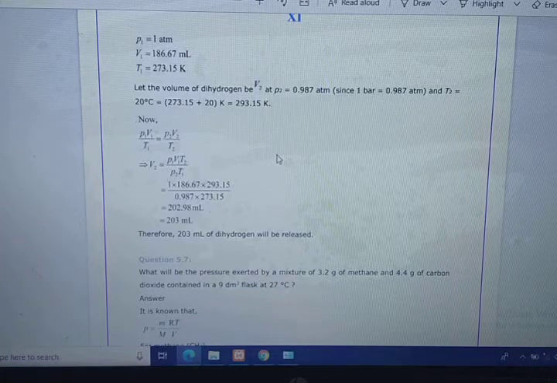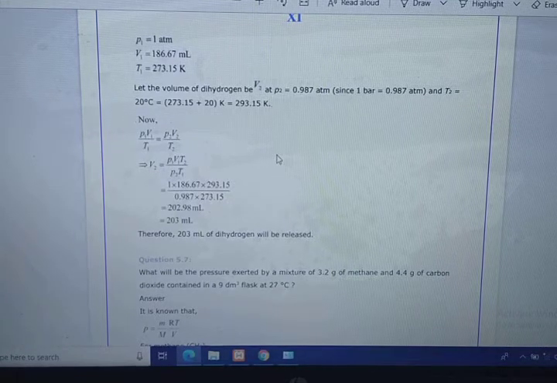Now P1V1/T1 is equal to P2V2/T2. According to the combined gas law, V2 is equal to P1V1T2 upon P2T1. Just by putting the values, we get the answer 203 ml. Therefore 203 ml of dihydrogen will be released.